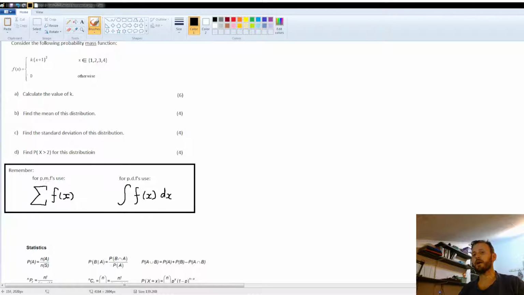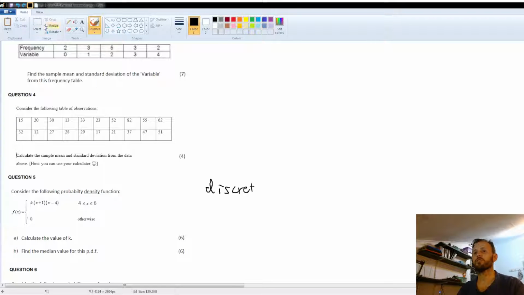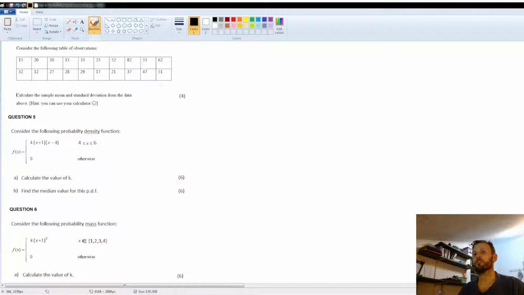For probability mass functions, the variable is discrete, so you use a summation. It's 1, 2, 3, 4. For probability density functions, the variable is continuous. It's all real numbers. You can't just add them up. You have to use an integral. That's how that works. Okay, so this thing is, excuse me, not discrete. I meant to say not discrete. It's a density function, so it's not discrete, it's continuous. So we're going to have to integrate.